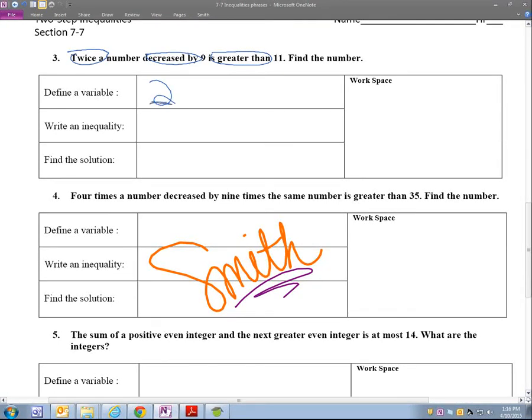Twice. Oops, I forgot to define a variable. What variable should we use? Caden. Sí, señor. C. Okay. Let C be a number. So we're going to do twice a number. So twice that number, 2C, decreased by, which is minus, 9, is greater than, yes, an easy one, 11.